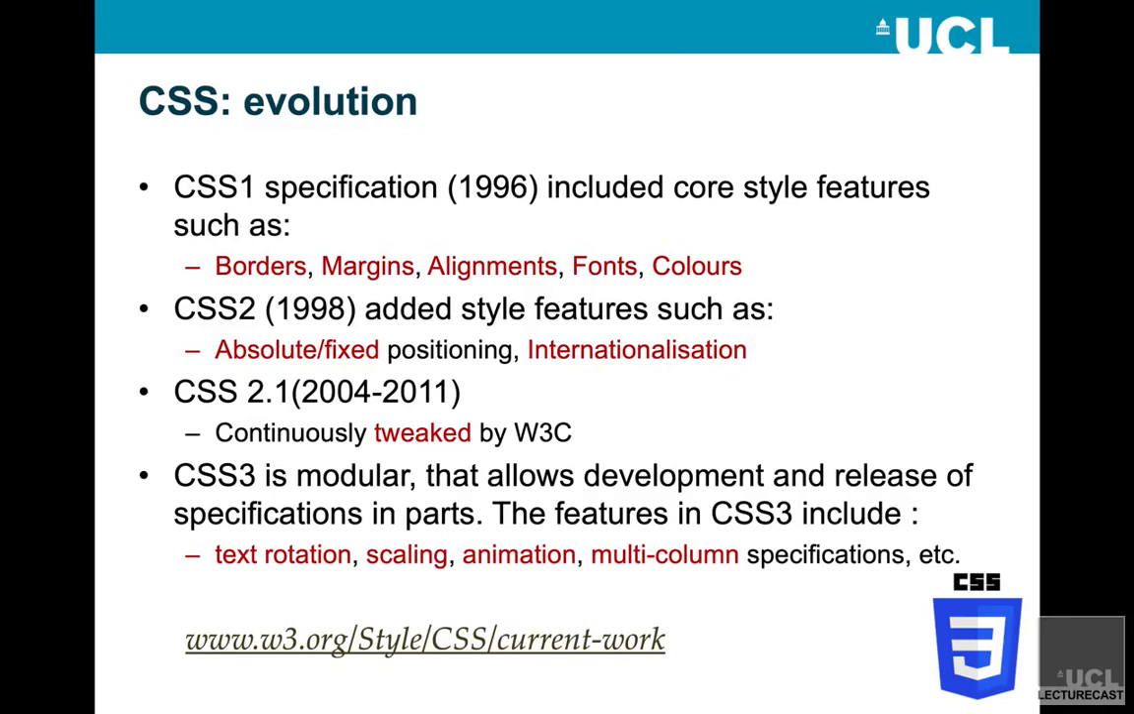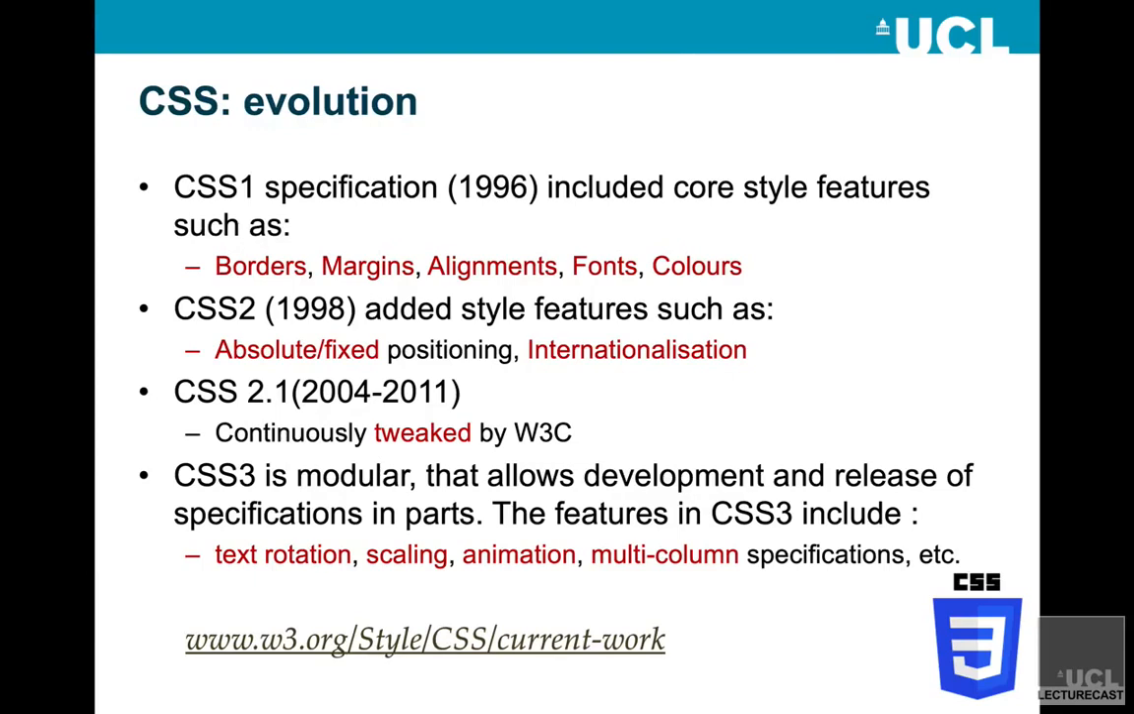For example, we need to make sure that we are able to have greater control when it comes to positioning different elements. So CSS2, which was introduced in 1998, allowed us this extra functionality, such as internationalization, as well as absolute and fixed positioning. Now, CSS 2.1 is the next version of the specification, which was introduced in 2004 and then tweaked many times till 2011.